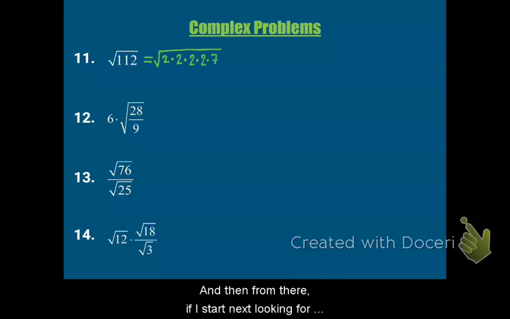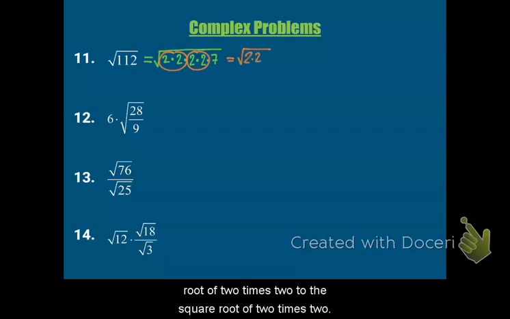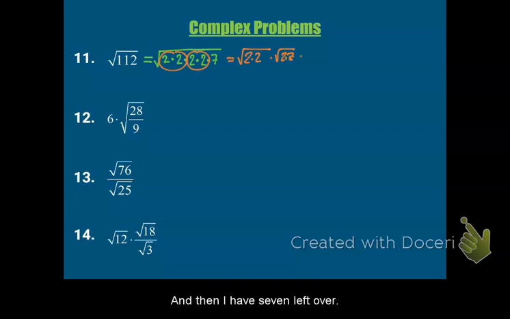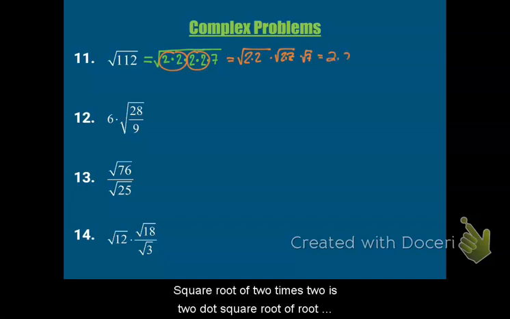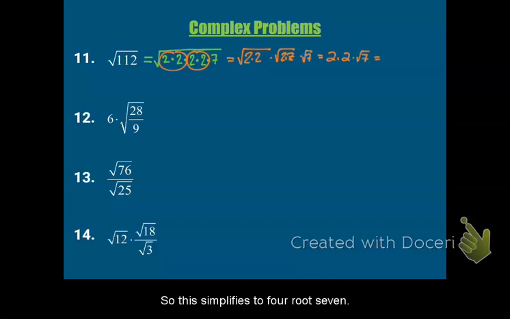And then from there, if I start next looking for things that come in pairs, things that are in groups of 2, that now gives me square root of 2 times 2 times square root of 2 times 2, and then I have the 7 left over. So square root of 2 times 2 is 2, square root of 2 times 2 is 2, and square root of 7 is root 7. So this simplifies to 4 root 7.